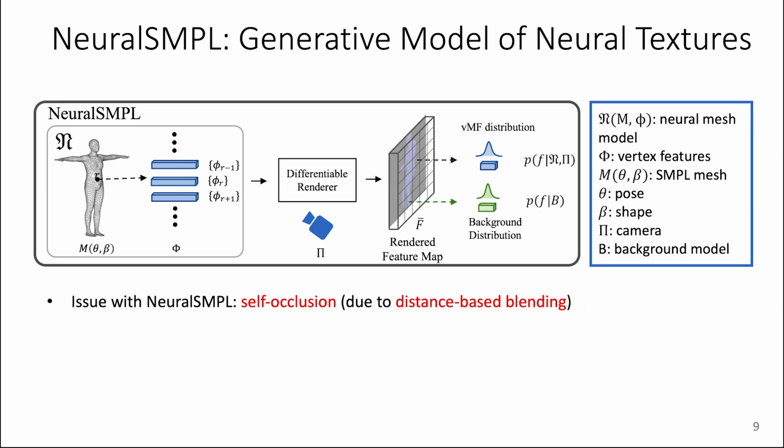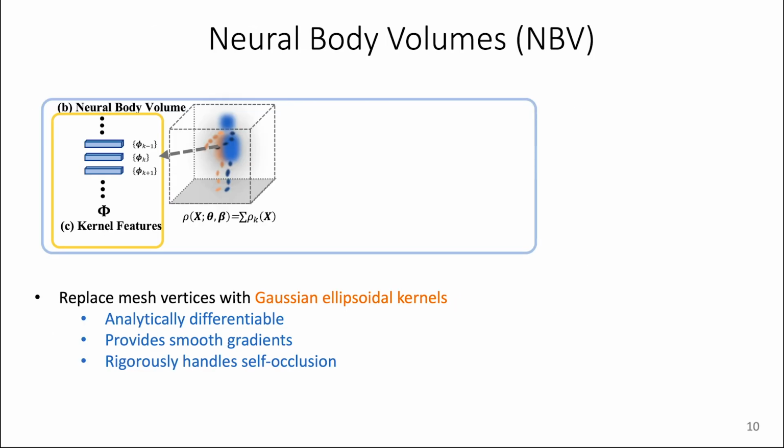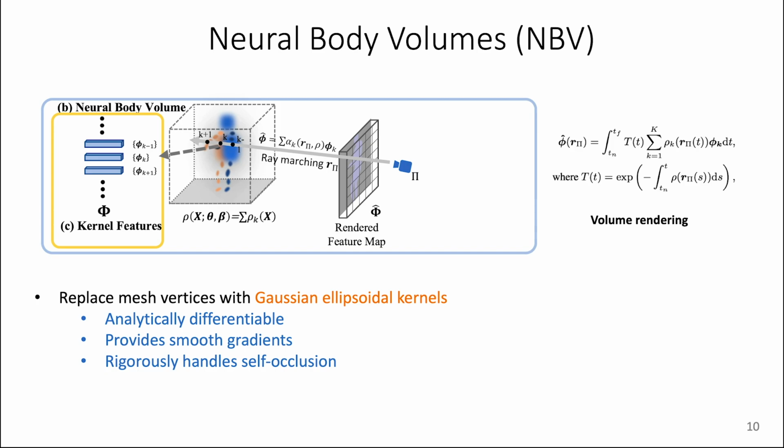However, we found neural SMPL does not handle self-occlusion well. This is due to the distance-based blending used in the Soft Rasterizer differentiable renderer. Therefore, we propose to use volume rendering and volume representations. We replace mesh vertices with Gaussian ellipsoidal kernels, and the resulting representation is analytically differentiable, provides smooth gradients, and rigorously handles self-occlusion.